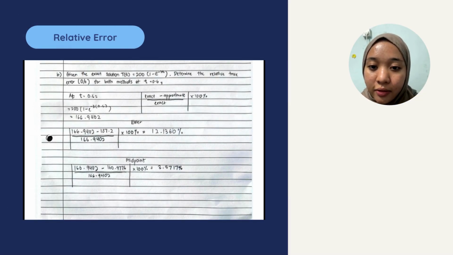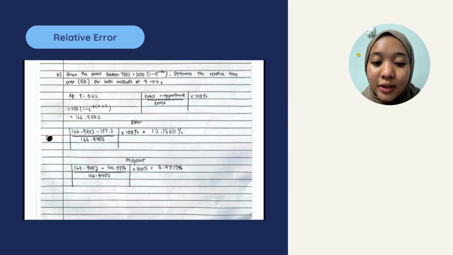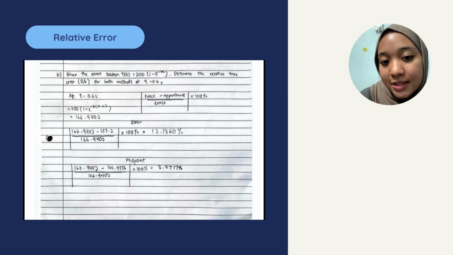Next, we have the relative error, where we have to find the percentage error for the midpoint method and the Euler method. The answer for the Euler method is 12.1360%, and for the midpoint method it is 3.5717%. So we move to the next slide.